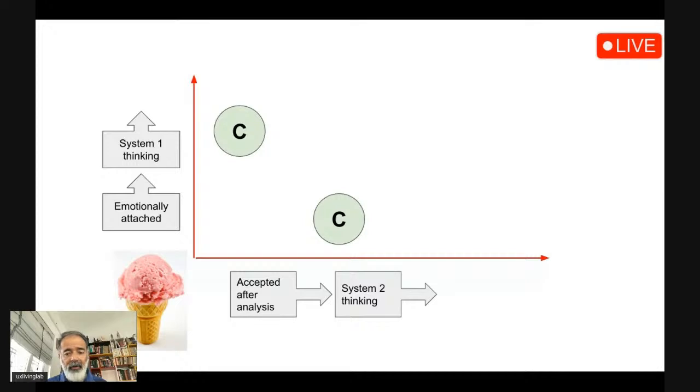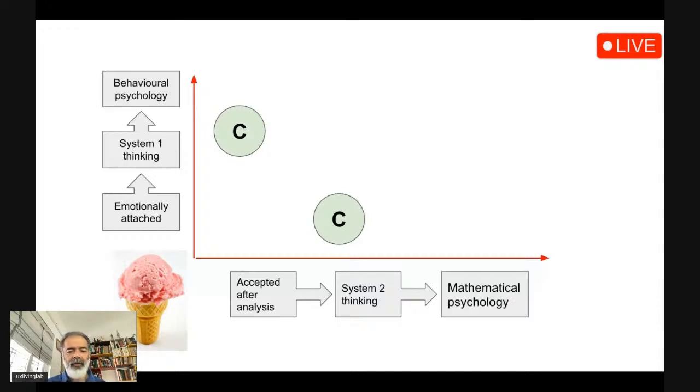This analysis is not done by the UX designer. This analysis is done by the consumer based on his knowledge and his culture, or whatever parameters for the analysis they put into it. Then they accept or reject. So that's called system two thinking. How do we analyze these two processes? We can consider them as two processes. One is system one thinking, another is system two thinking.